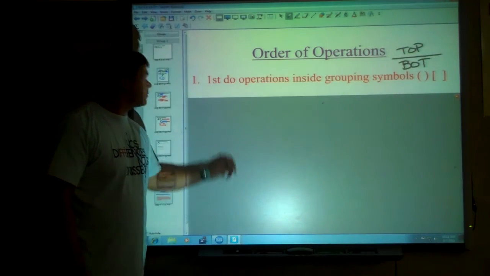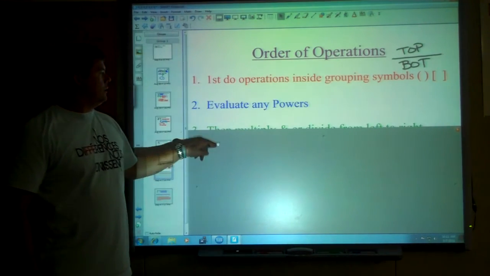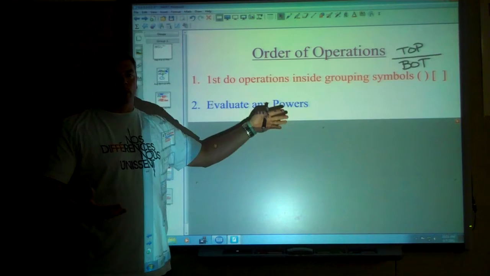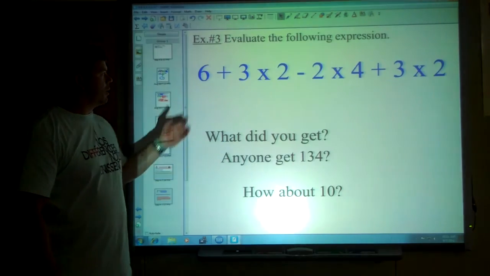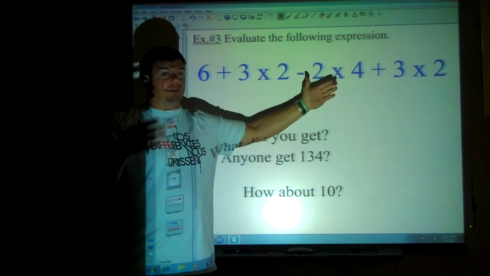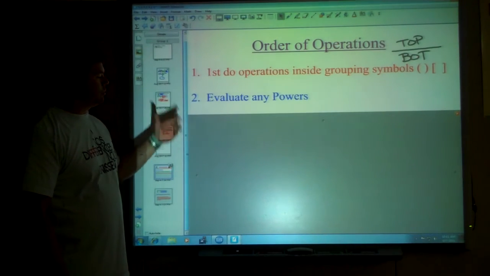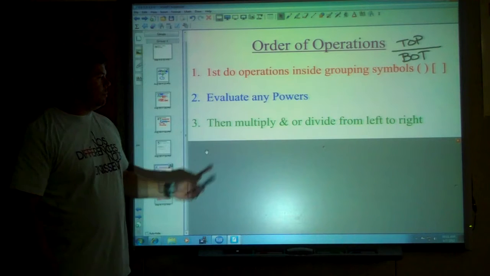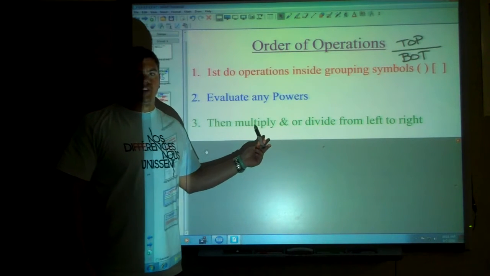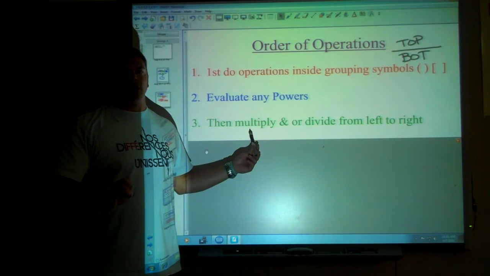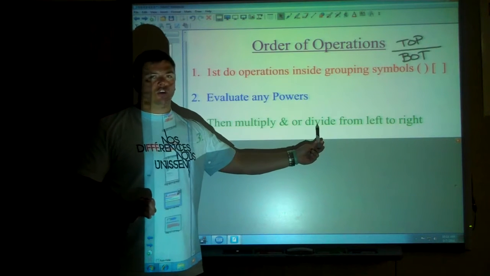Step number 2, evaluate any powers, any exponents. There were none in this problem. There's no exponents. So again, we would skip that step. The first 2 steps are skipped in this case. Now we come to where some problems exist occasionally. People think they have to do all multiplication first. You don't have to do all multiplication first. You have to do all multiplication and or division first.